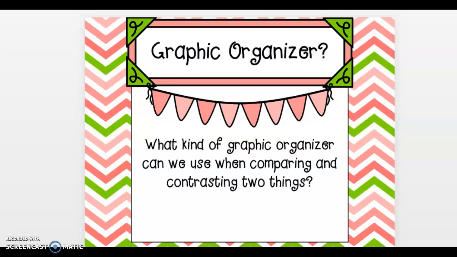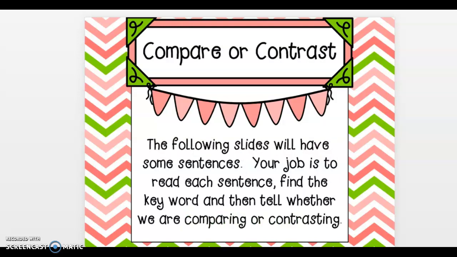What kind of graphic organizer do we use when comparing and contrasting two things? That is correct. We either do a double bubble or we do a Venn diagram. In this case, we are going to be doing a Venn diagram. All right, so on the following slides, there are going to be some sentences. Your job with me is to read each sentence and find the key word and then tell whether that key word is comparing or whether that key word is actually contrasting.